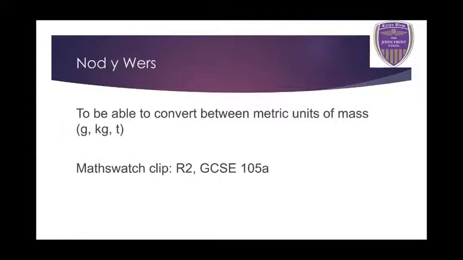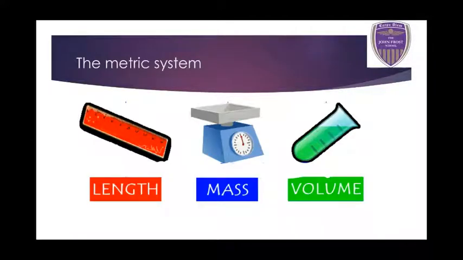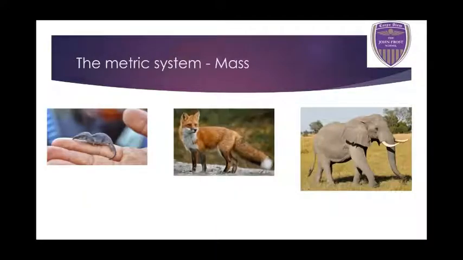Moving on. So, like we said last lesson, we're looking at the metric system, which is the universal way of measuring all sorts of things like length, mass, and volume. This lesson, we're looking at mass units, okay? So, let's have a look at some objects that weigh different things. So we've got 3 different types of animals here, and each of these weigh the 3 different types of units that we're looking at today.